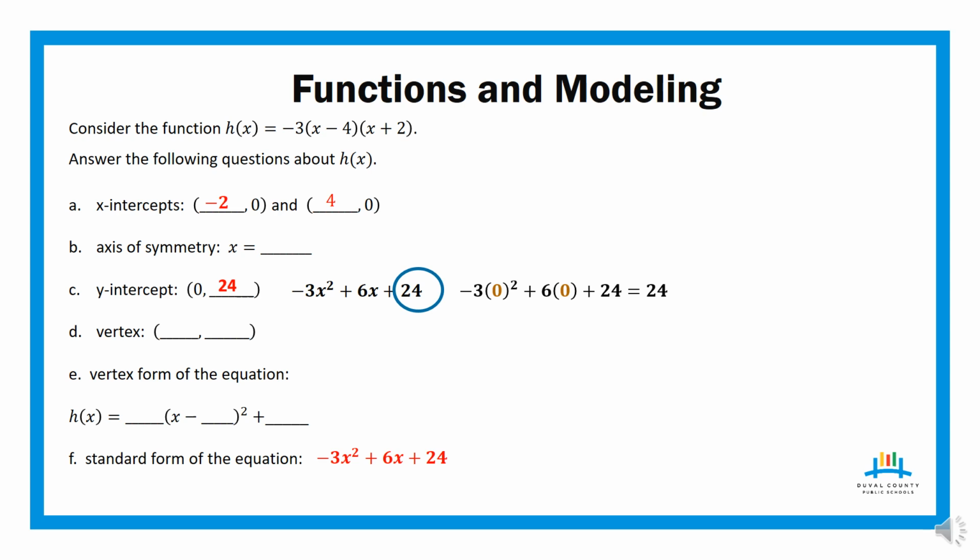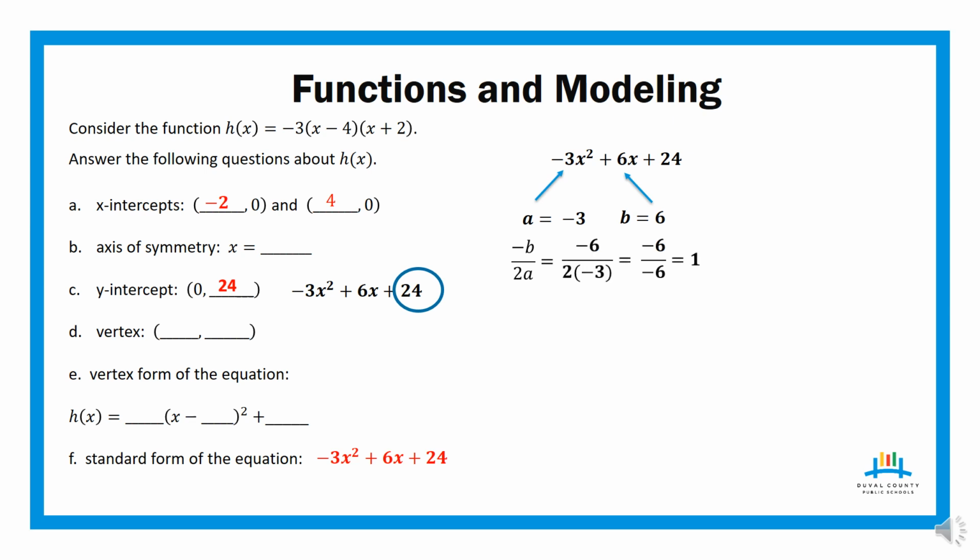Now we can find the axis of symmetry by using the equation -b divided by 2a, which means that we will need to identify our a and b terms from our quadratic equation. So the coefficient in front of the quadratic term will be our a value, so a equals -3, and the coefficient of our linear term, which will be our b value, so b will be 6. Substituting these values into the equation, -b, or the opposite of b, divided by 2a, we get -6 divided by 2 times -3 equals -6 divided by -6 equals 1. So our axis of symmetry is at x equals 1.